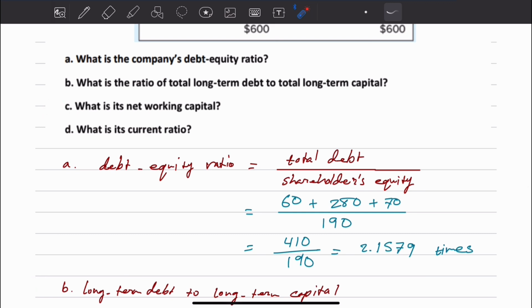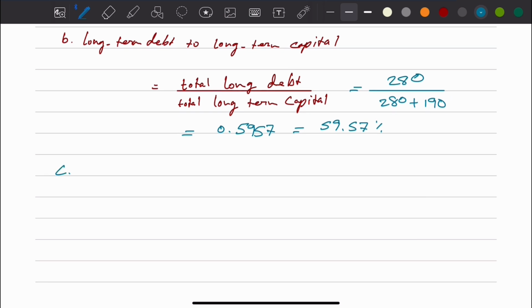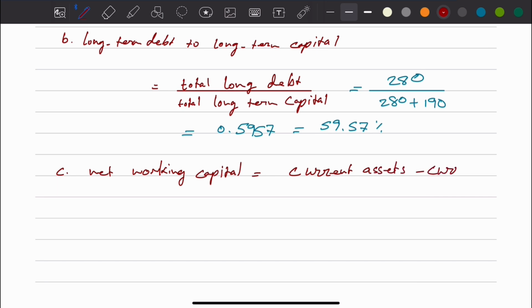Let's look at the next one. C. It says, what is net working capital? Now, what is net working capital? Net working capital equals the current assets minus current liabilities. This is called the net working capital of a company.